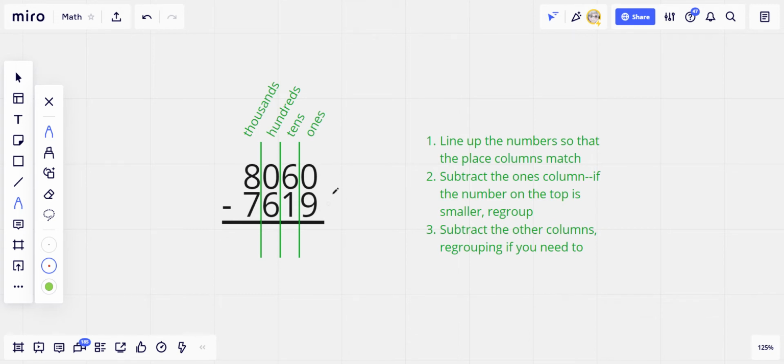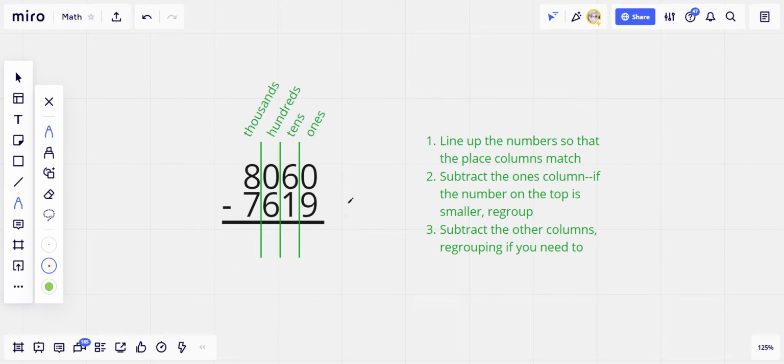And really, you're going to start here on the right in the ones column and just work your way column by column over, doing the same process each time until you're done. The first step is to make sure they're lined up so that the ones place is above the ones place, the tens place is above the tens place, etc. We've got that taken care of.